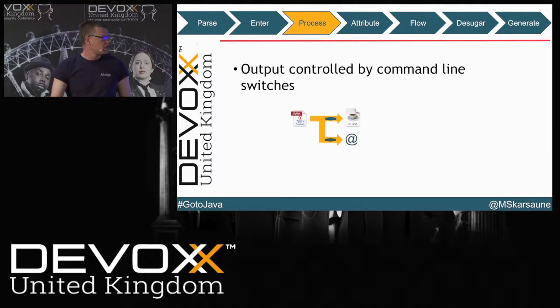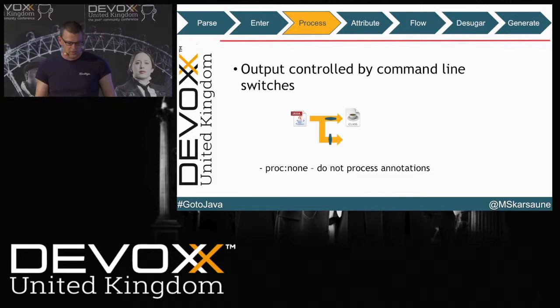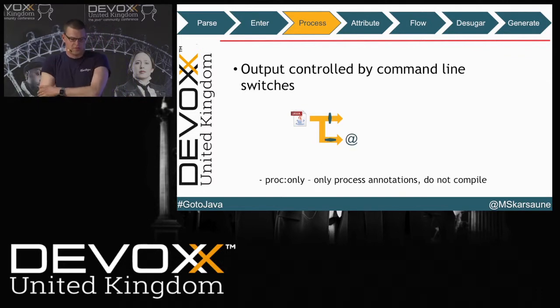There are also some relevant command line switches here, because by default, the compiler will do the ordinary compilation from Java to class file, but if there are any annotation processors, it will also process them, so there could be more than one output of the process. So if you only want to produce the class file and ignore any annotation processors, you can use proc none, or you can use proc only if you don't want to compile Java code, just to do some annotation stuff.